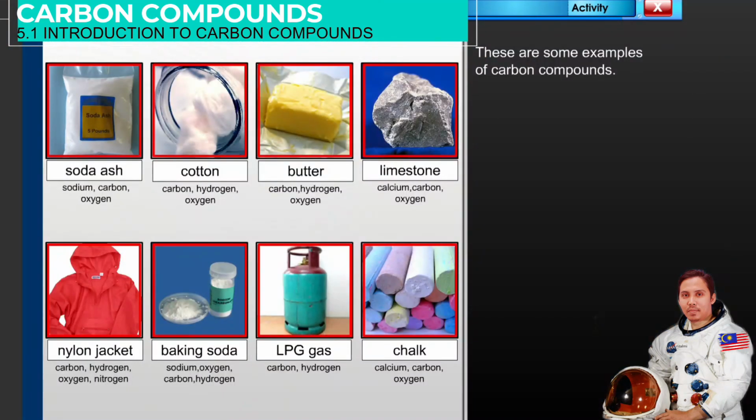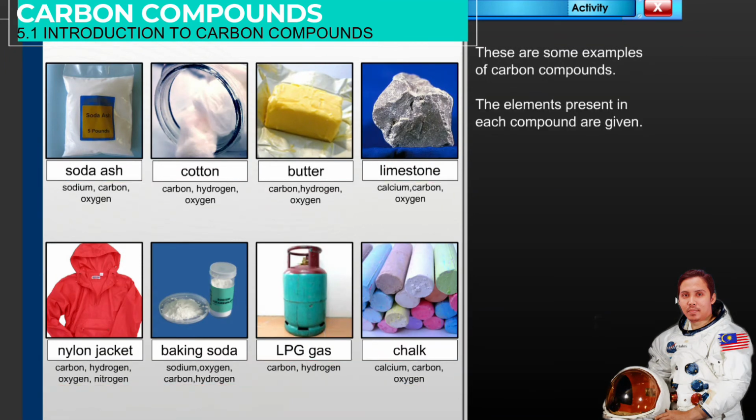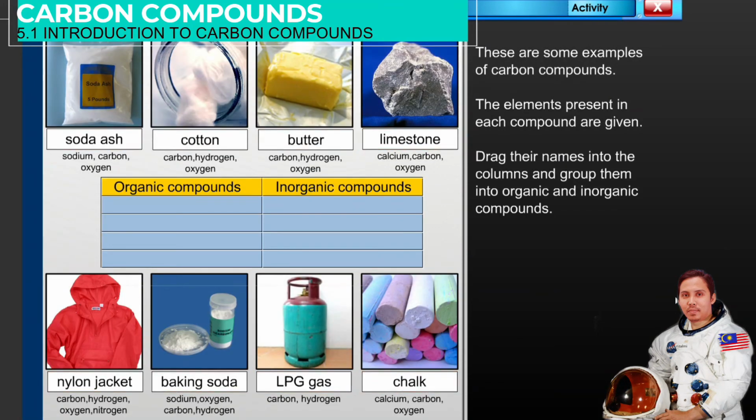These are some examples of carbon compounds. The elements present in each compound are given. Drag their names into the columns and group them into organic and inorganic compounds. Click Done once you have finished.